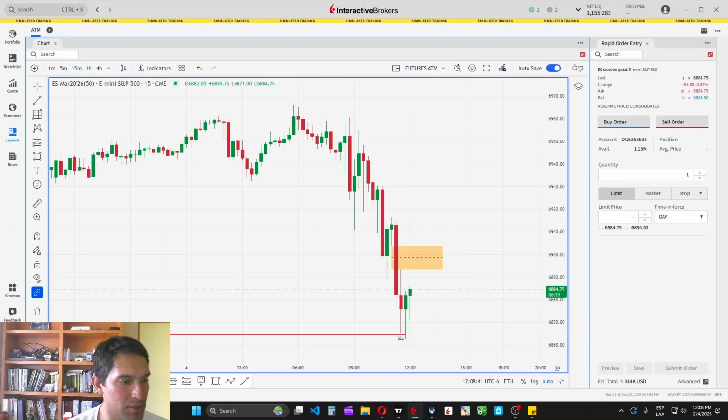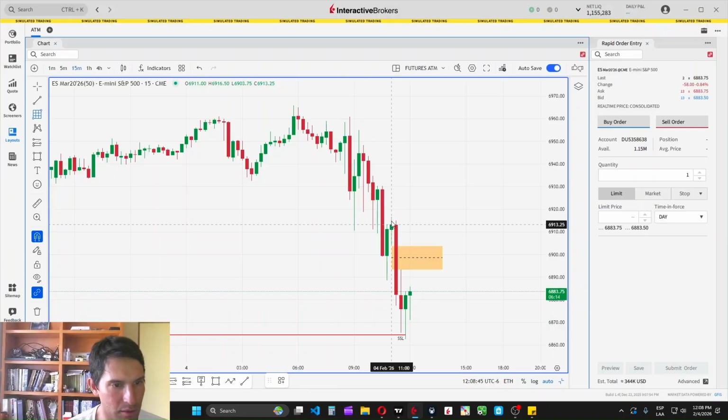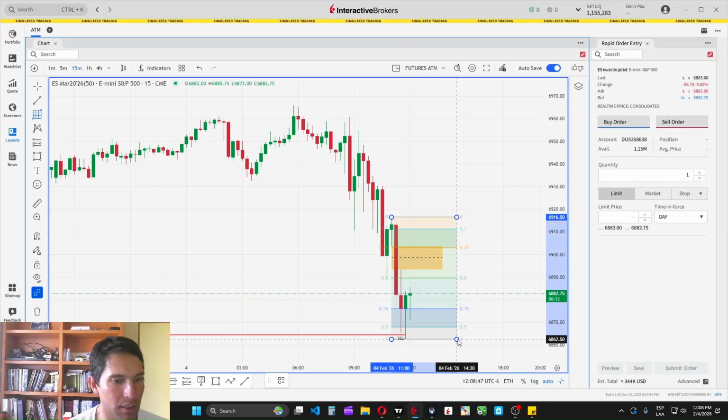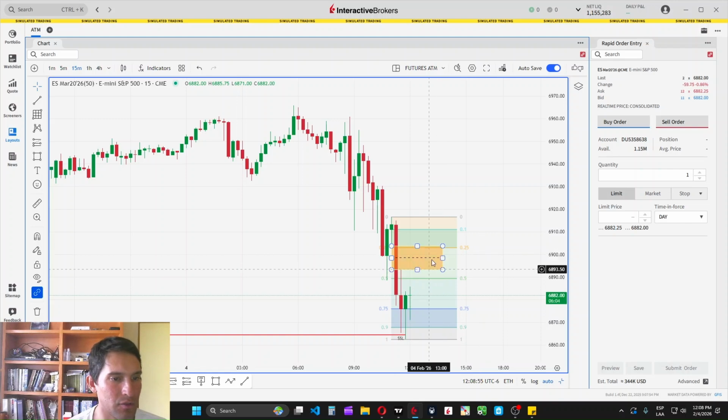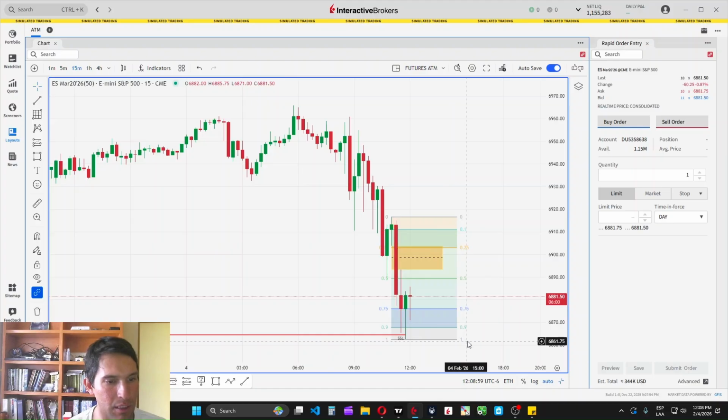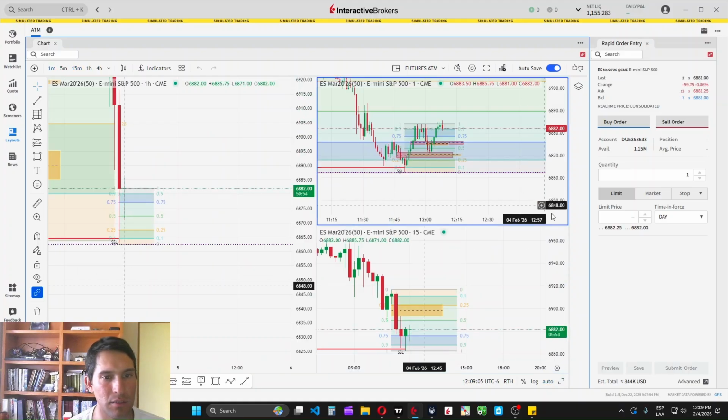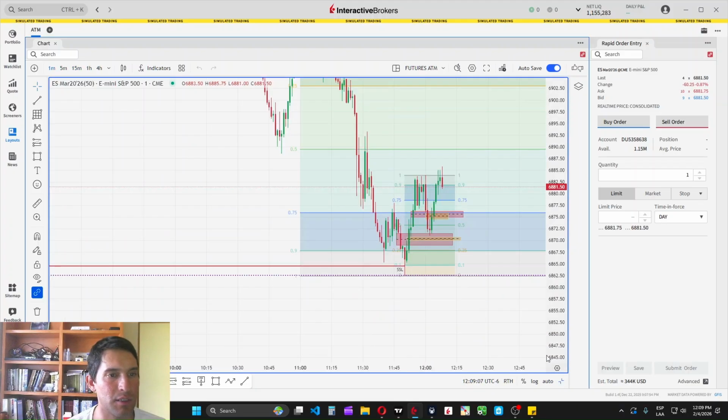Also, if we measure the last movement from here to here, we have that this fair value gap is above the 50%, and also we can think of this price going to the 75% and then again going to the downside. So that's another thing that I took in consideration to take this trade.